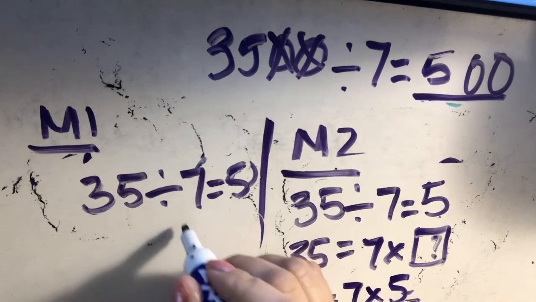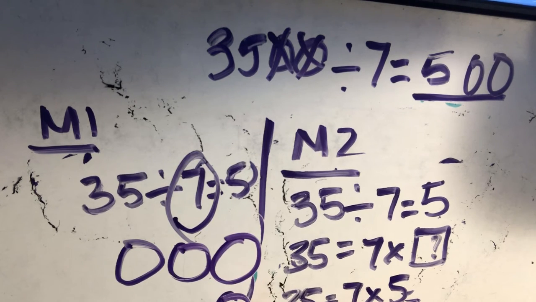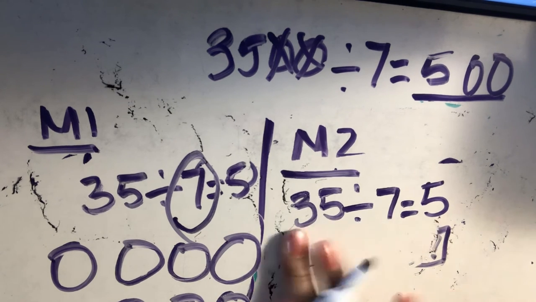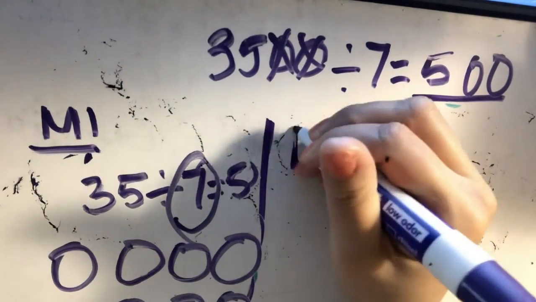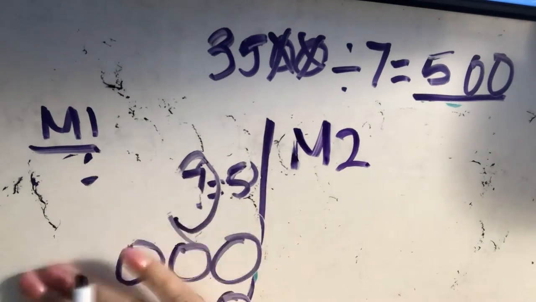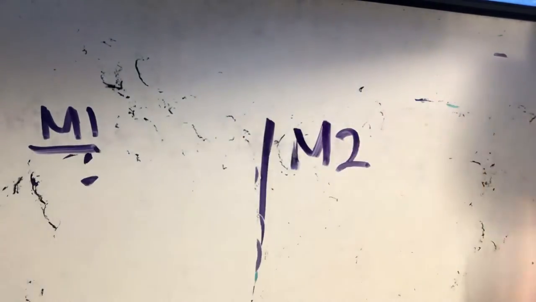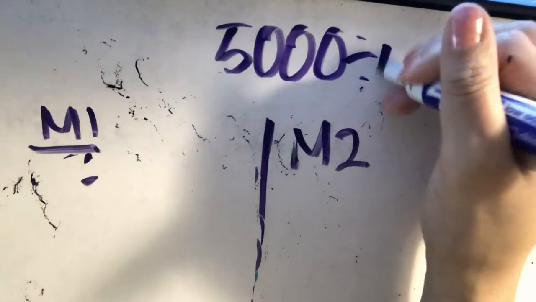On this side, you would have drawn 7 circles. 1, 2, 3, 4, 5, 6, 7. And in each of these circles, you would have had 5 dots. Next up, whoops. Erase my M2. I'm going to have to rewrite that again. Okay, next up is number 12, which is 5,000 divided by 5.